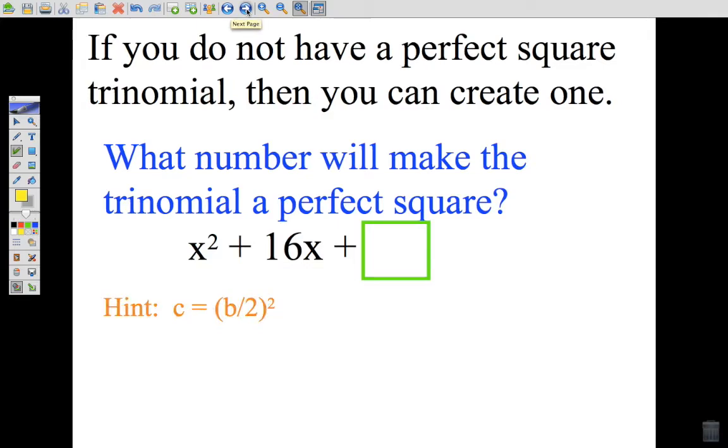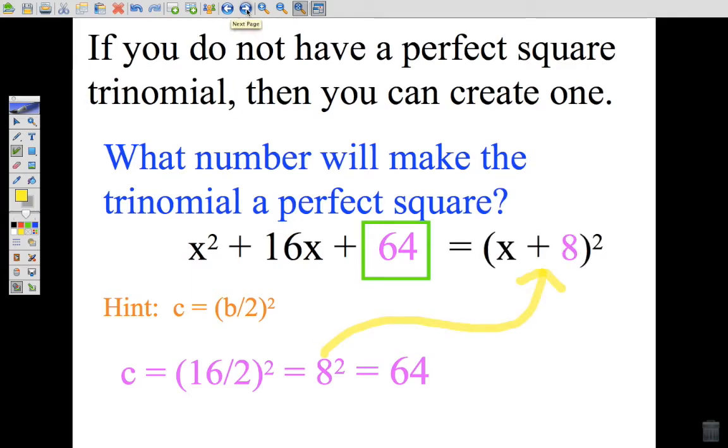B divided by 2, the quantity squared. So we have to take 16 divided by 2, get 8, and then square that, which is 64. So the number that I need to force a perfect square trinomial is 64. Notice when I factor that trinomial, it's x plus 8, the quantity squared. X plus 8 times x plus 8, if you use FOIL, would take you back to the x squared plus 16x plus 64.